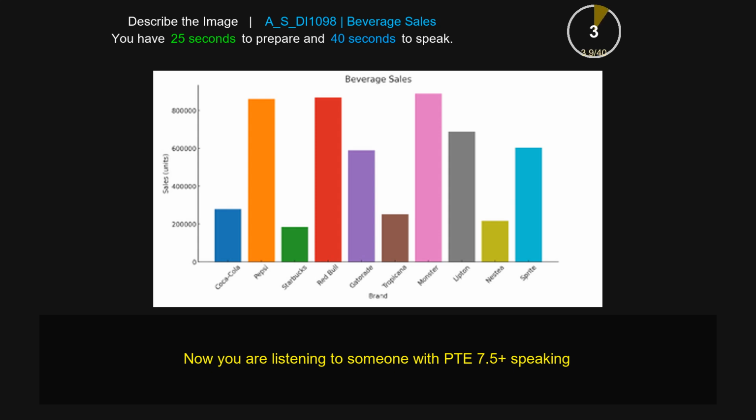Beverage sales was the main topic of the image. Firstly, sales in units was on the left side and brands was on the right side of the picture. Coca-Cola was highlighted. Pepsi was also mentioned in the picture, and Red Bull was also highlighted. Tropicana was also mentioned in the picture. Lipton was also highlighted. The highest range is Sprite, which is 80,000, and the lowest range is Coca-Cola, which is 20,000.